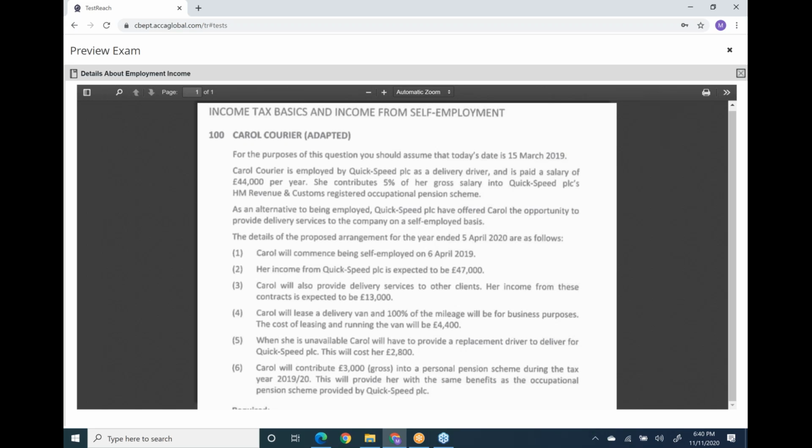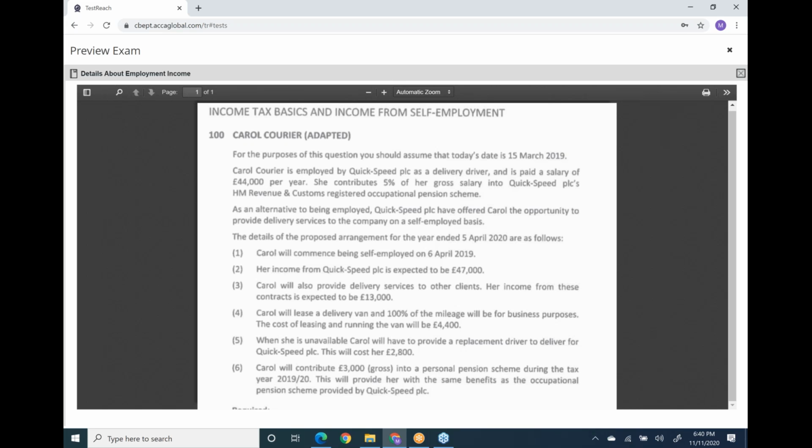Now, one very important thing. Point number 6, pension. Carol will contribute 3,000 gross, not net, gross, into a personal pension scheme. Listen, if an individual is contributing into his or her own personal pension account, then this is not an allowed expense from any PNL. Yes, you will get relief, by extension of bands, but don't expect that this is an allowed expense. This is not occupational pension, this is personal pension.